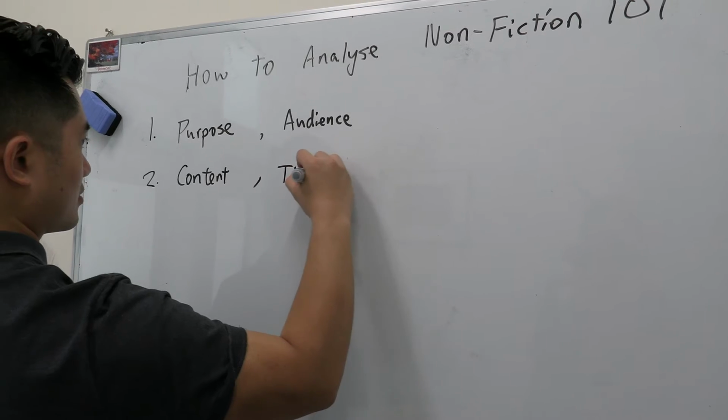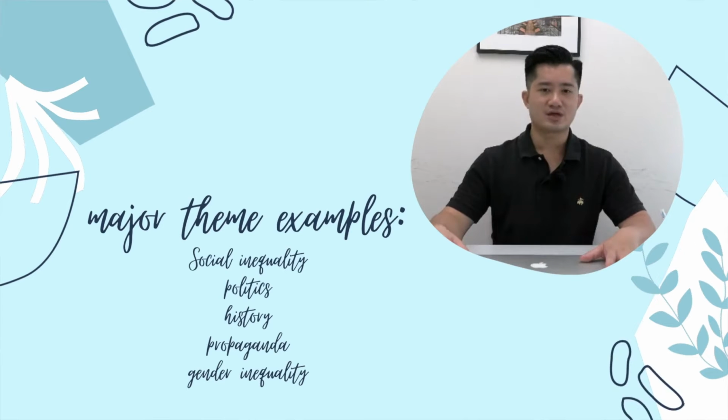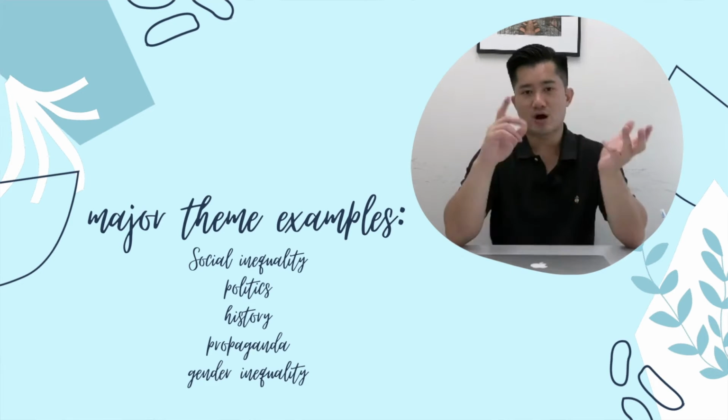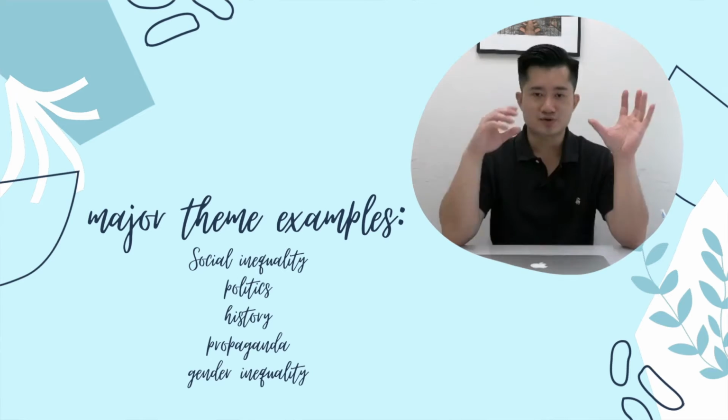The second thing we have to understand is what the content is and what the general theme is. What are some ideas that are being spoken out in the piece? Some of the major themes might have to do with social inequality, politics, history, propaganda, gender inequality, social issues. So when we read a text, make sure to look out for these kinds of issues.